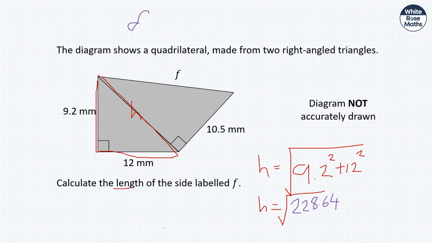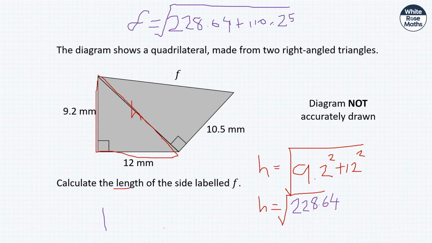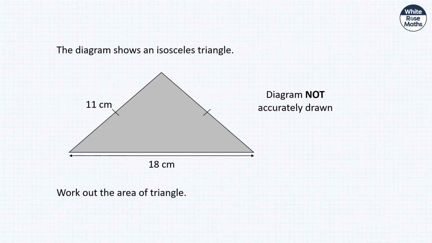Now, to work out F will equal to this number squared, so that would be 228.64, okay, plus 10.5 squared, so that'd be 110.25, and then we'll have to obviously square root that at the end. Okay, so 228.64 plus 110.25 equals, square root answer, and we get that the side length F is approximately 18.41 millimeters to 2 decimal places. Okay, there we go.